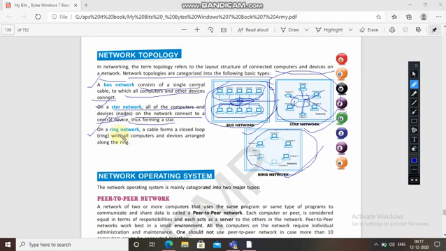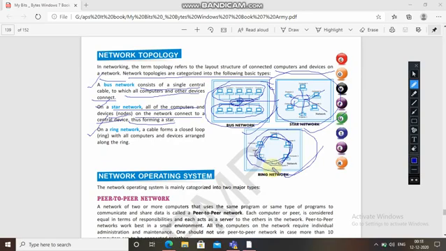At last you will see the ring network. A cable forms a closed loop with all computers and devices arranged also in a ring. So they are just connected to each other in the form of a ring. See, they are in a circle and connected to each other. So this is the design, or you can say structure, of how the computers are connected with each other in a network. This is network topology.